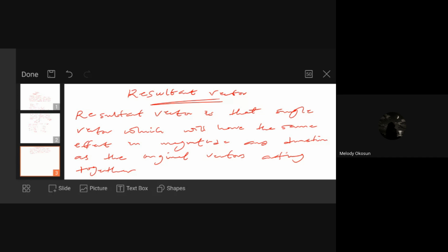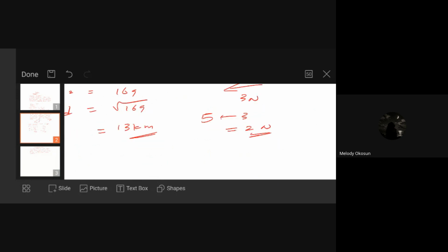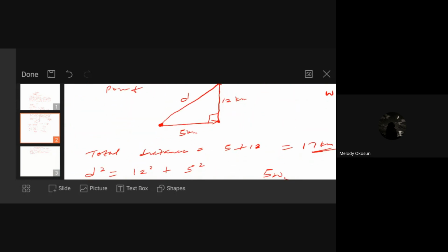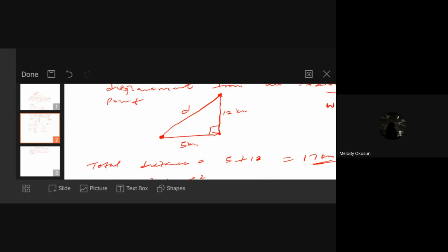So back to the question I just did now. If I go back to that question, now this was the question I solved. I used a vector moving this way, 5 kilometers, another vector moving up 12 kilometers, and they asked me to find the resultant vector. So my resultant vector is this displacement I found here. You can see that it has the same effect in both magnitude and direction as the original vectors.